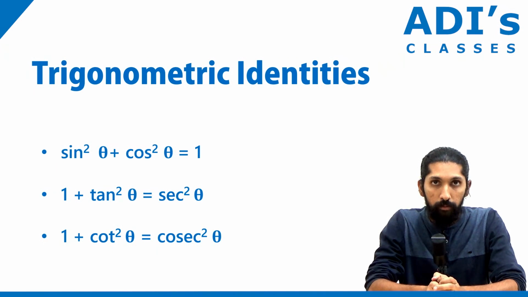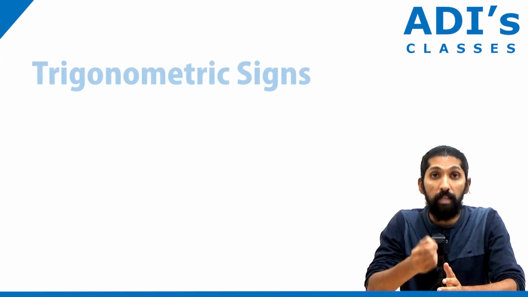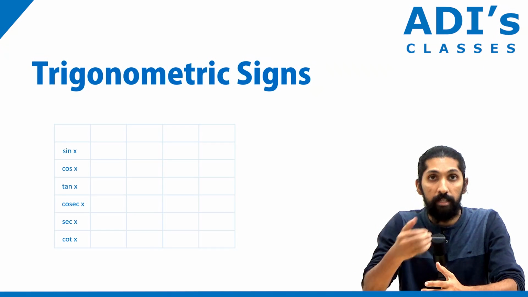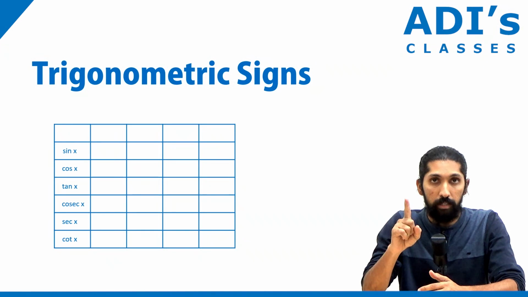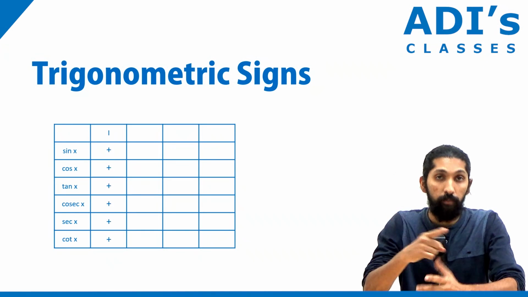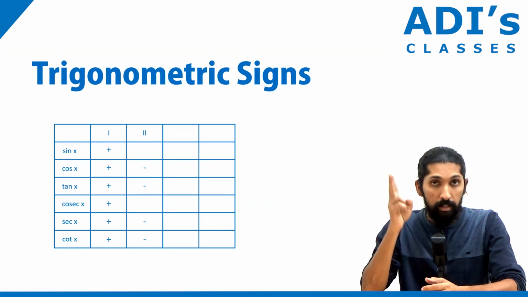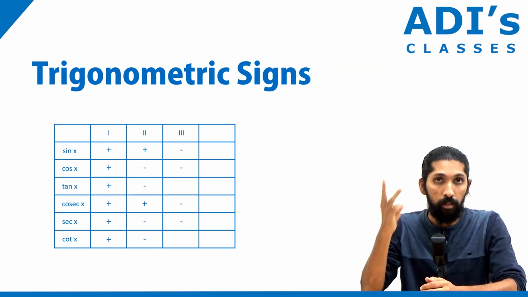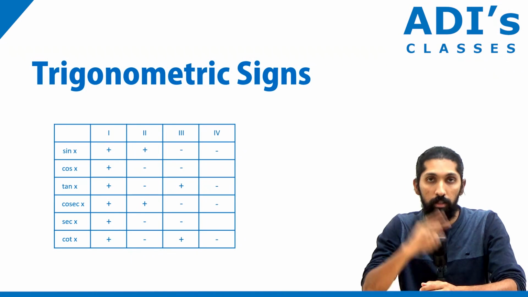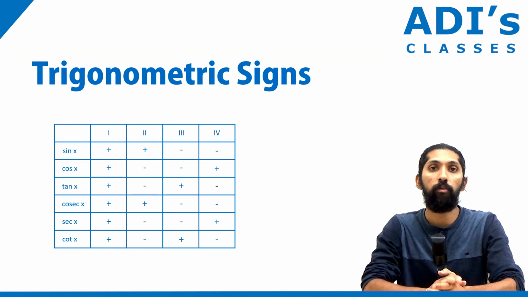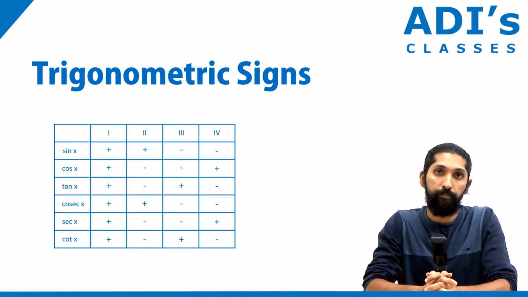Then after that, we discussed what the signs of the trigonometric functions are in different quadrants. The ASTC rule. A is for the first quadrant, where all the trigonometric functions are positive. Second is S, sine and cosecant. Third quadrant is tan and cot. Then the fourth quadrant is cos and secant. So here we are looking at the signs of trigonometric functions.